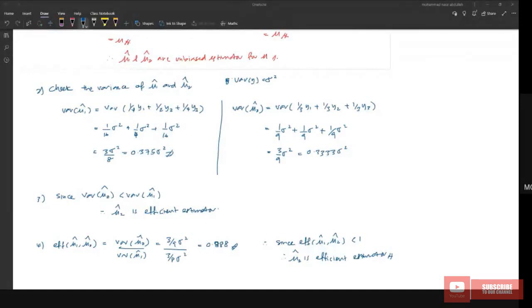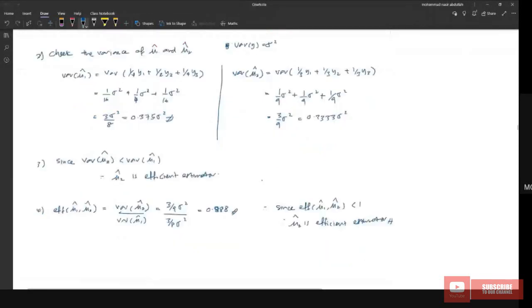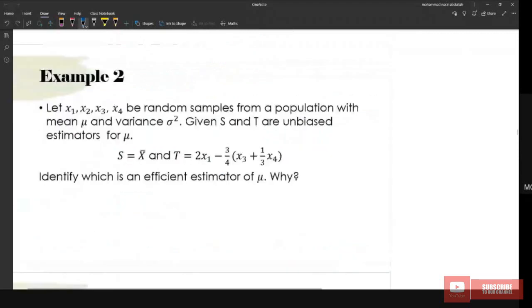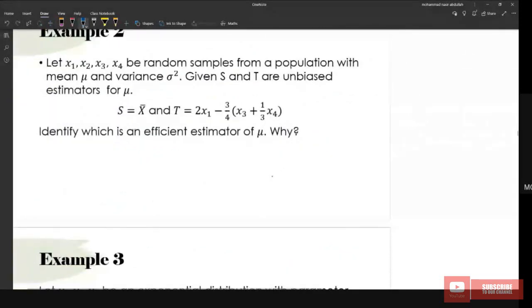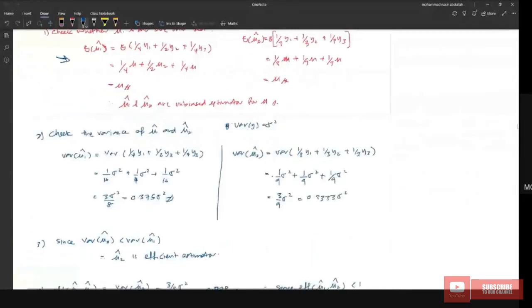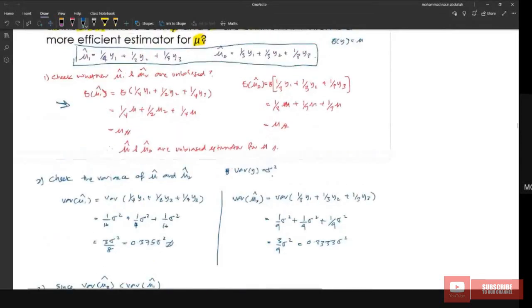Right. Now we move to the next example. So example number 2. Based on example number 1, you got the idea, right? If you want to check whether the estimator is efficient or not, the first step is to check for unbiasedness. Both estimators should be unbiased. If you have a biased estimator, we will eliminate that estimator. In a normal setting, we would like to expect an unbiased estimator, unless you want to add some regularization techniques, where you can include bias.